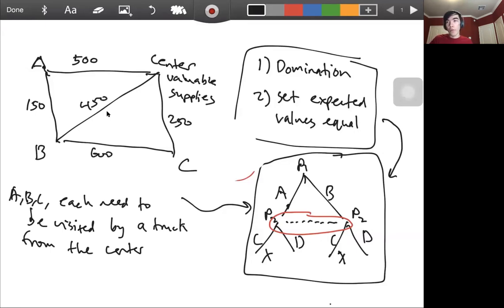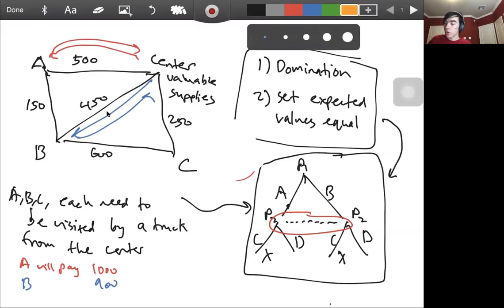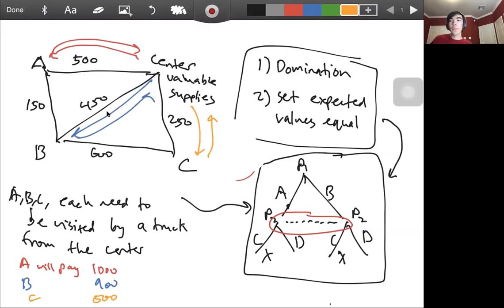if the players don't cooperate with each other, what's going to happen is city A will pay for the truck to go directly to city A and then directly back. So A will pay for 1,000 units of distance. And B will go to B and back. So B will pay for 900. And C will go directly to C, directly back. So C will pay for 500. But this clearly isn't the best way to have all the cities visited by trucks.